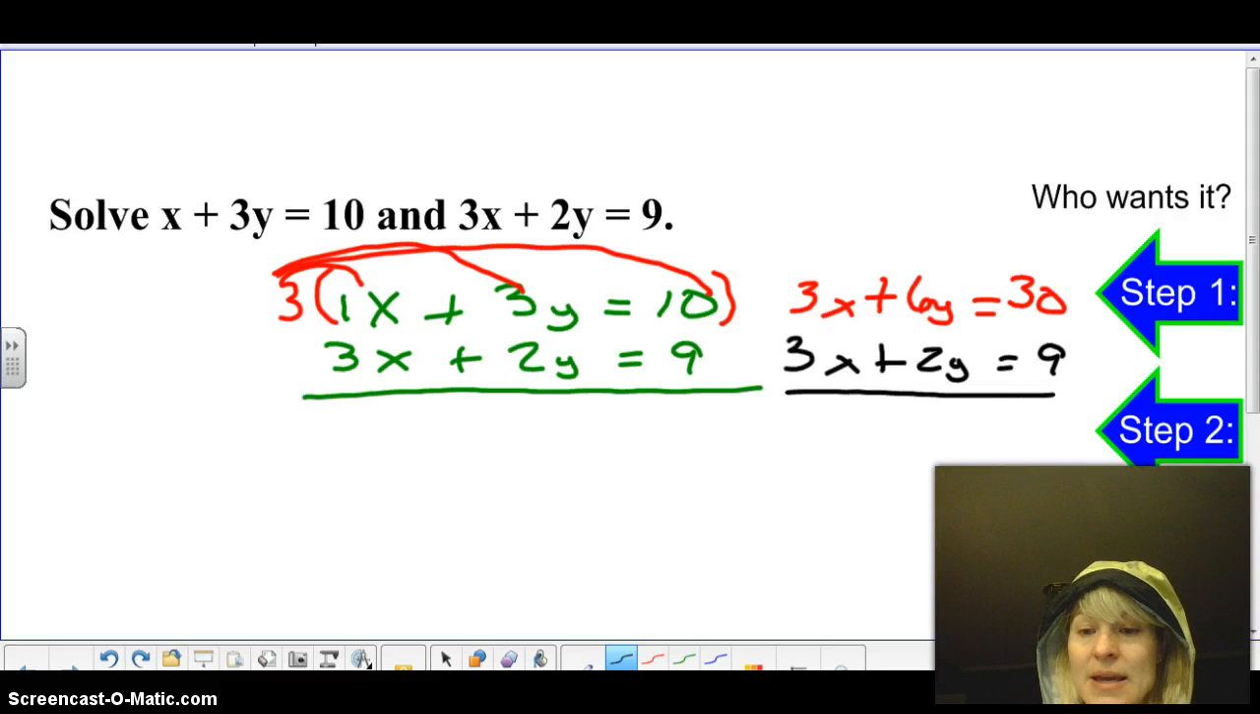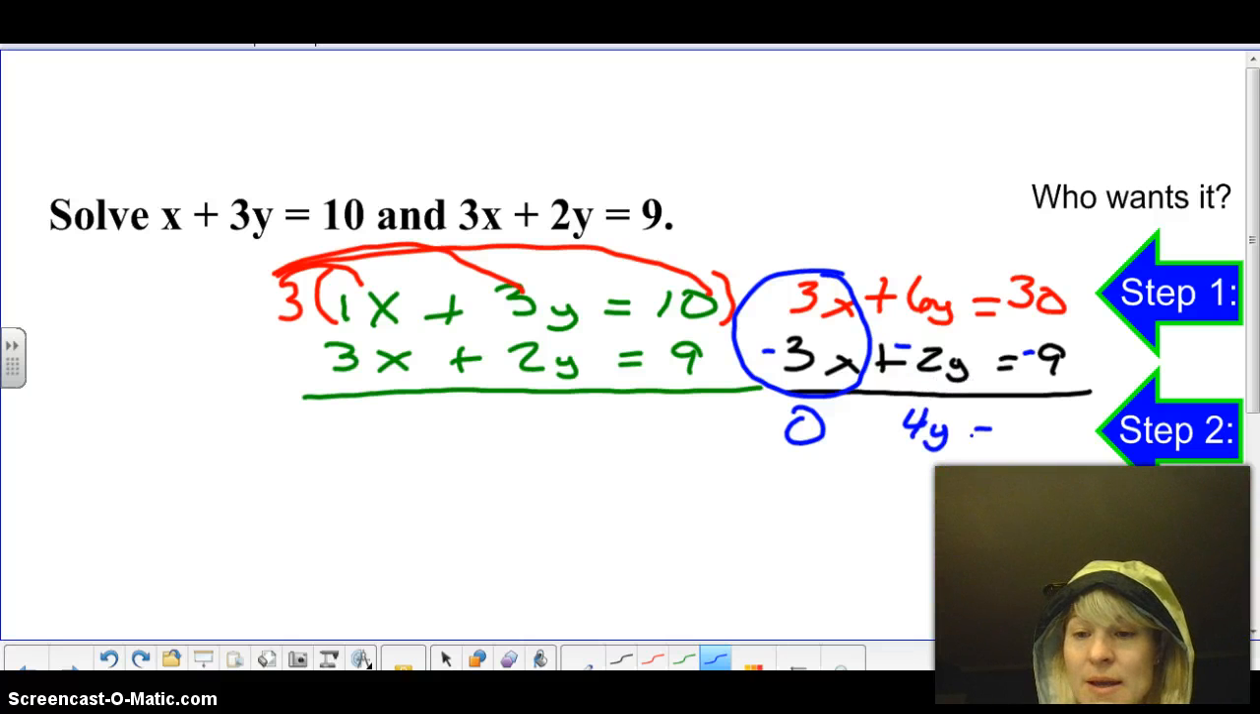Okay? Now, I can just rewrite this line, and I can get these to cross out if I subtract them. So if I subtract them, I have to subtract everything. So I'm going to subtract that, subtract that, and subtract that. So now I have 3x minus 3y is 0. I have 6y minus 2y is 4y. And I have 30 minus 9, which is, what is that, 21, right? Yeah? Sorry? Yeah, that's right.